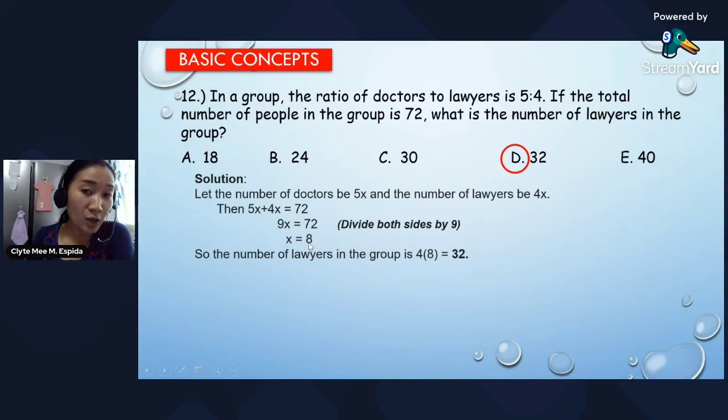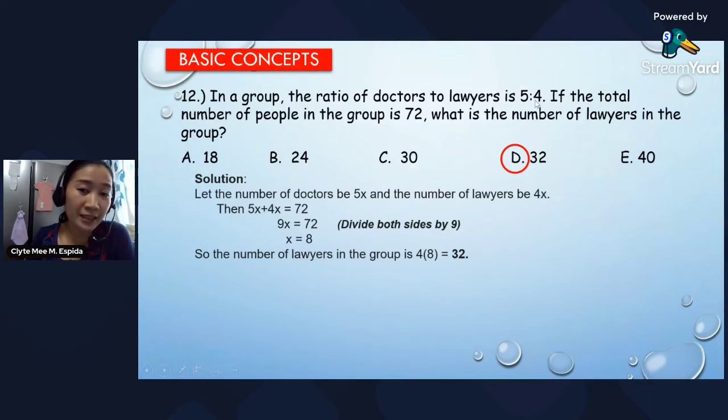Para makuha yung number of doctors, you're going to multiply 5 by 8. Para makuha si lawyer, you're going to multiply 4 and 8. So the number of lawyers in the group is 32. That's 4 times 8. Or as simple as, pag ganito na yung problem, yung ratio, add it up, i-add mo yan lahat ng ratio, tapos i-divide mo sa total. That's the common factor.